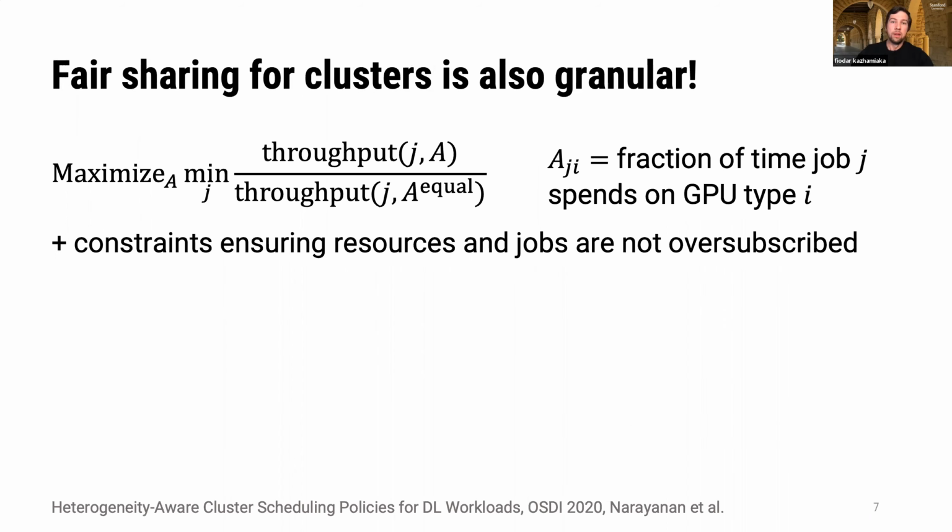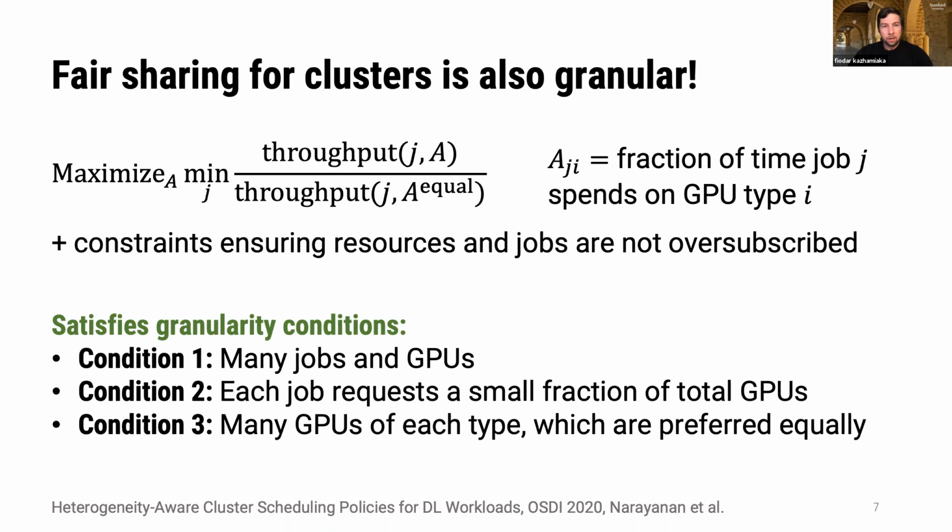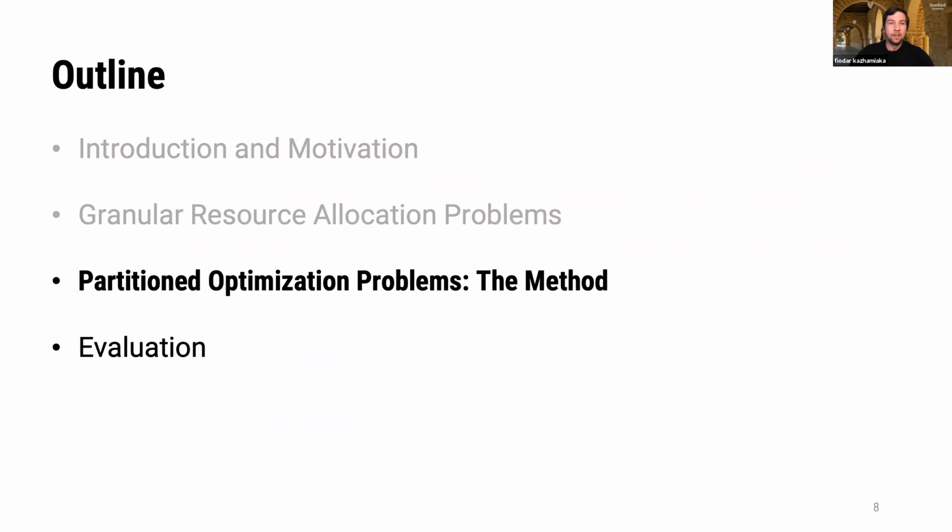Here's a more complex example from a research system published in 2020, featuring a GPU cluster with several types of GPUs. The allocation objective is standard max-min fairness. Maximize the minimum normalized throughput of any job in the cluster. What we want to compute is an allocation matrix A, where AJI specifies the fraction of time a job J spends on resource I. In large GPU clusters, this problem is granular. We have a large number of jobs, no job is too big, and there's a large amount of each GPU type. Next, Deepak will describe how POP operates on these granular problems.